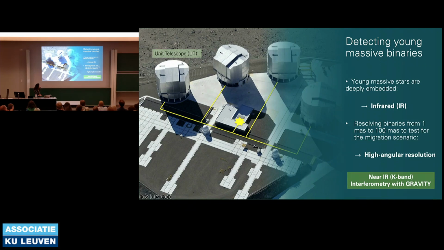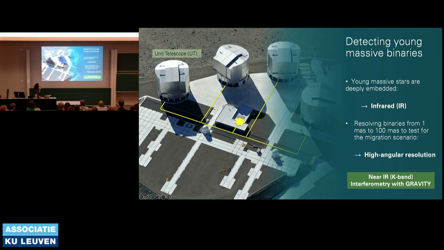So yeah, we use the near-infrared and K-band interferometry with GRAVITY. On top of that, we use the UTs, so the unit telescopes, instead of the small mushrooms that you see, because we are still really at the edge of the capabilities of GRAVITY. So we need the big mirrors to collect as many photons as we can.